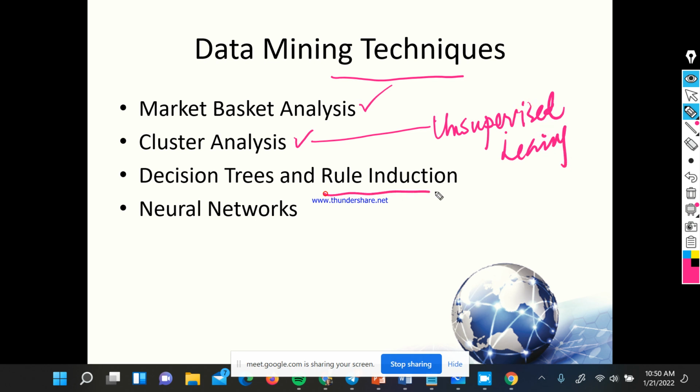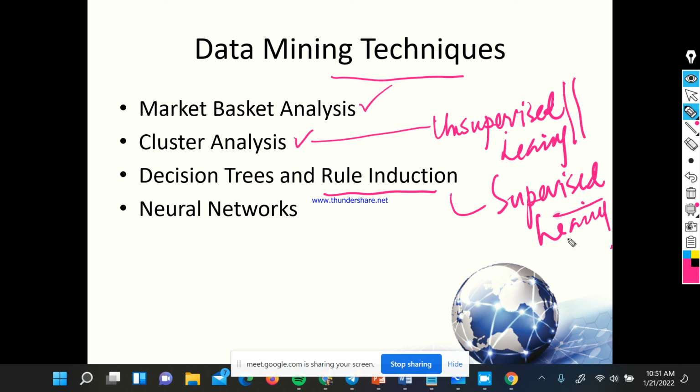We have decision tree and rules induction, which is actually supervised learning. Unsupervised and supervised learning, the difference is that in unsupervised learning, we don't see, we learn. And supervised learning means we see and learn. So the difference is two different learning. And neural network is actually pattern recognition. So we basically have this particular application of data mining. Any question in this area?